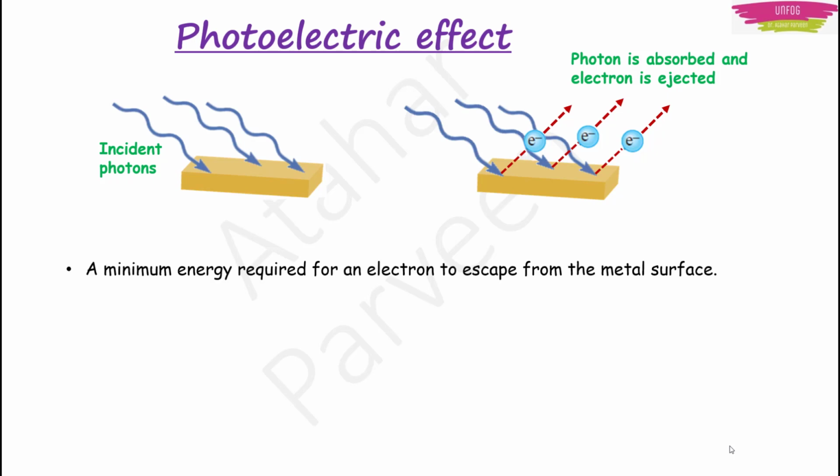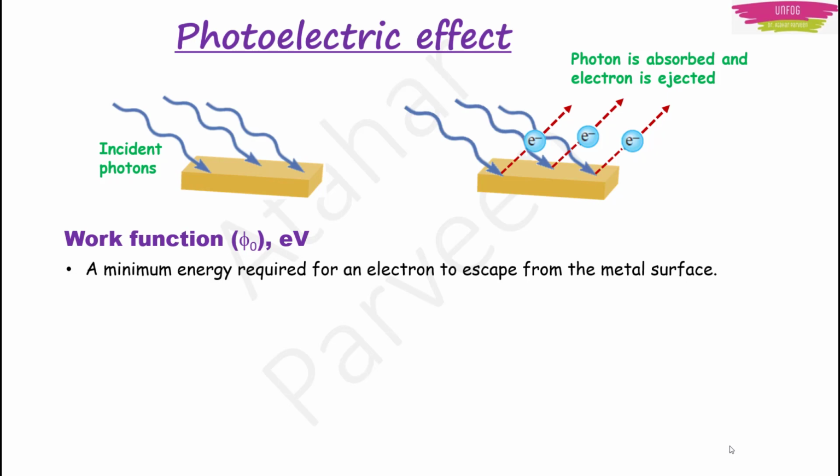These electrons will need some minimum energy. That energy they are gaining from the photon. Okay, if they have this minimum energy, then only those electrons will escape from the metal surface. And this energy is known as work function. The symbol is phi naught. And this work function will have a unit eV, electron volt.